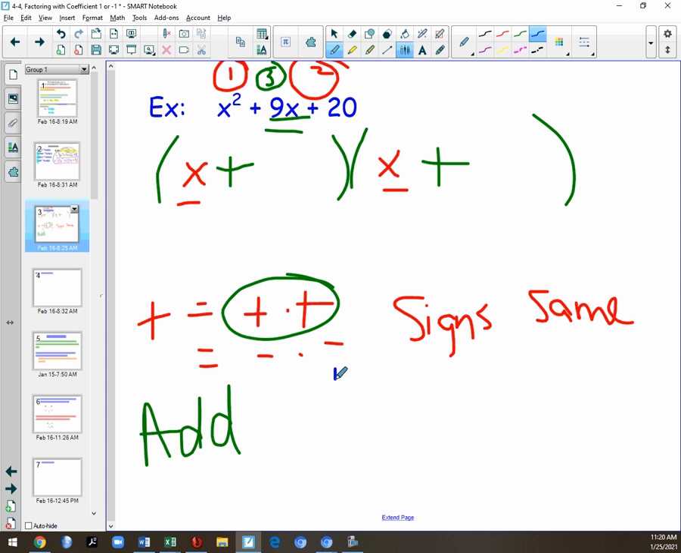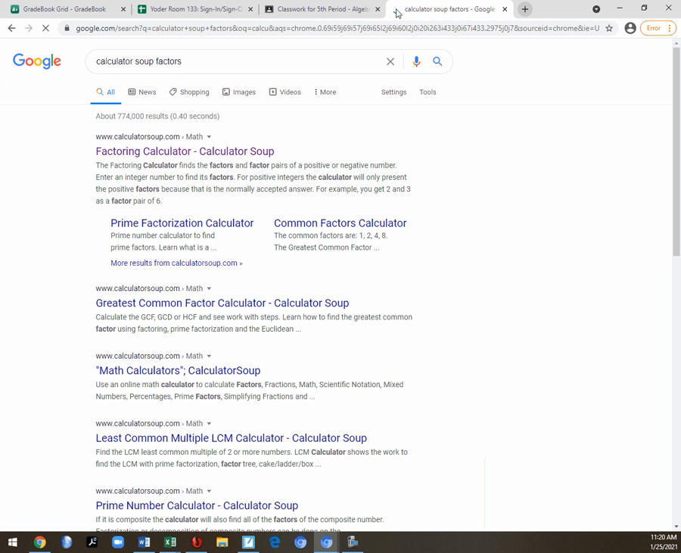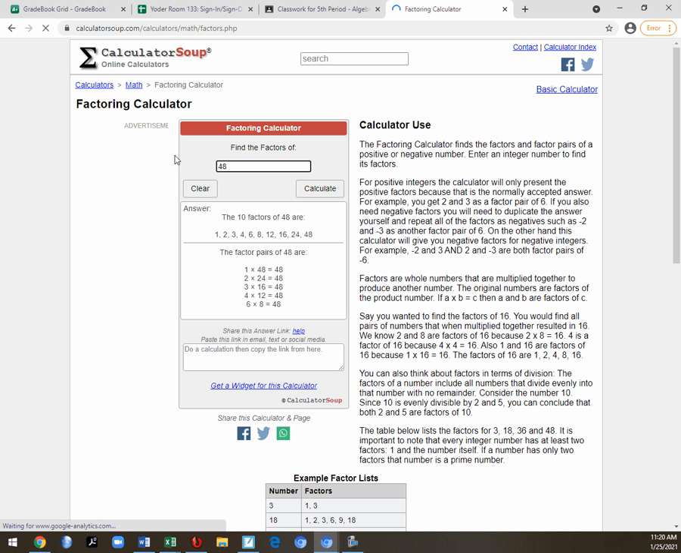So all the factors of 20 are 1 and 20, 2 and 10. 20 is not divisible by 3, but it is divisible by 4, 4 and 5. Now, I know many of you are going to struggle with factors, so I'm going to show you a place to go to find those factors. Calculator soup factors. And we're going to click on factoring calculator.